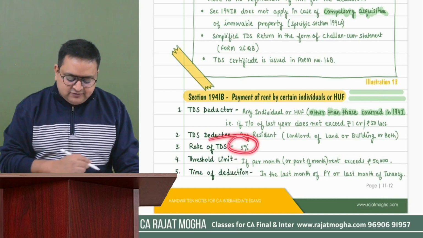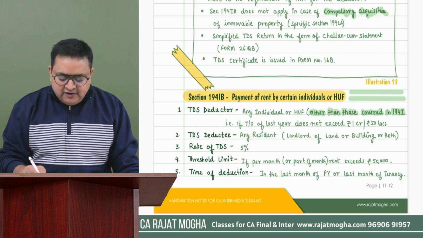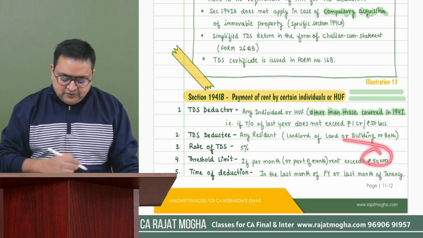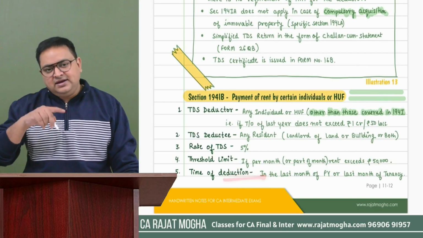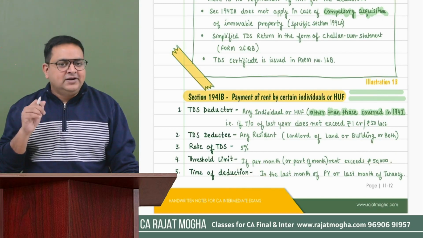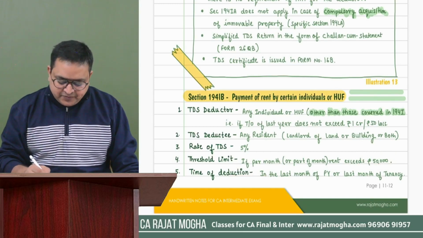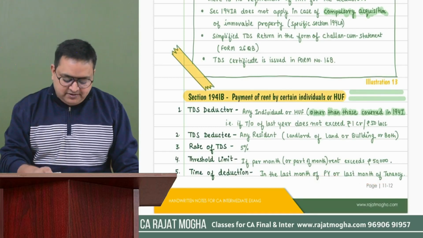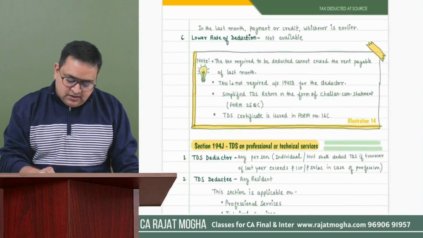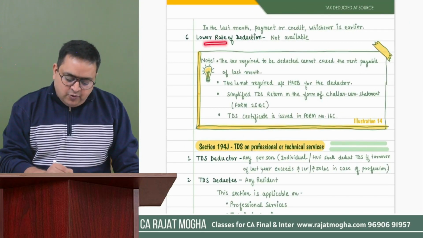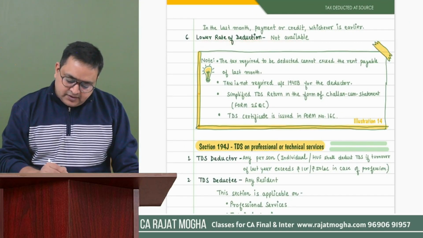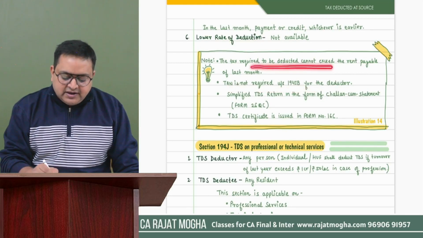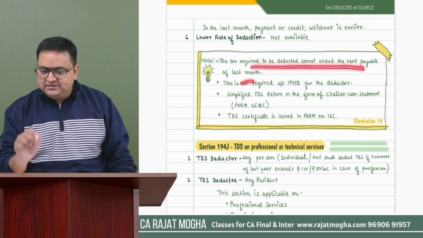What would be the rate of TDS? 1%. Threshold limit: if the amount of rent for the month or part of the month is more than 50,000 rupees. Time of deduction: at the end of the year or at the end of the tenancy, whichever is earlier. So either in the last month of the previous year or the last month of tenancy, as the case may be. Lower rate of deduction is not available. And you understand, the tax required to be deducted cannot exceed the rent payable of the last month. This I have already discussed.